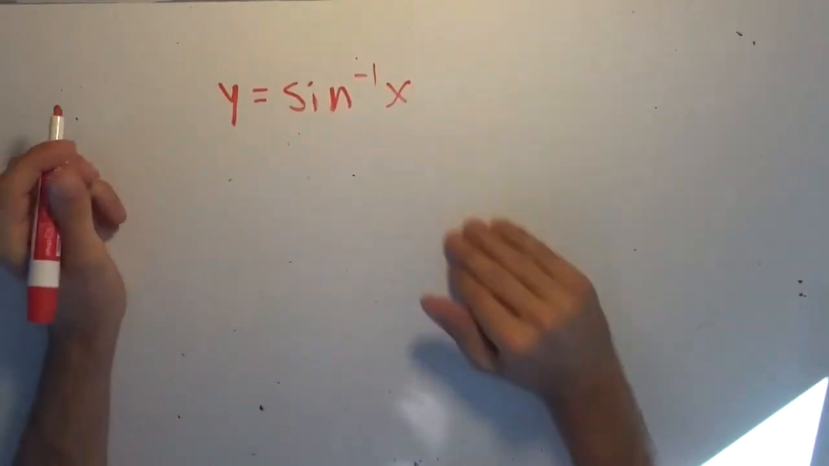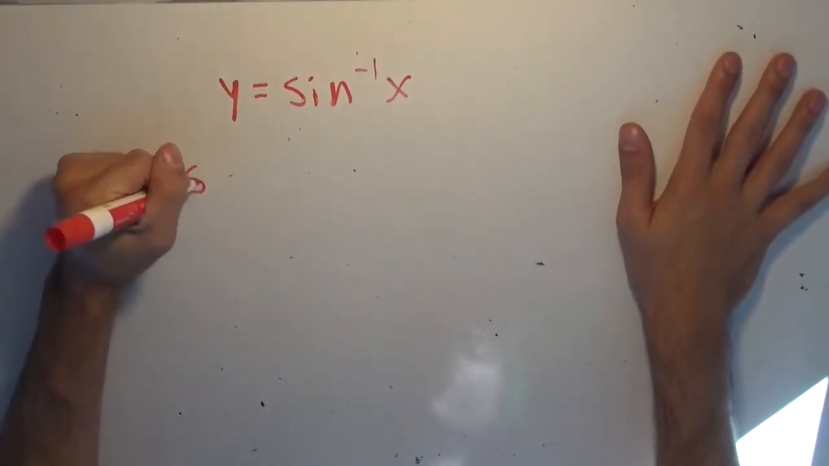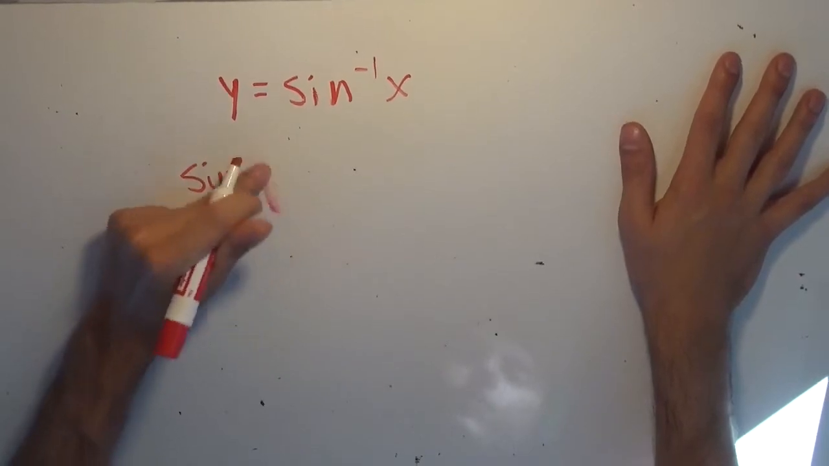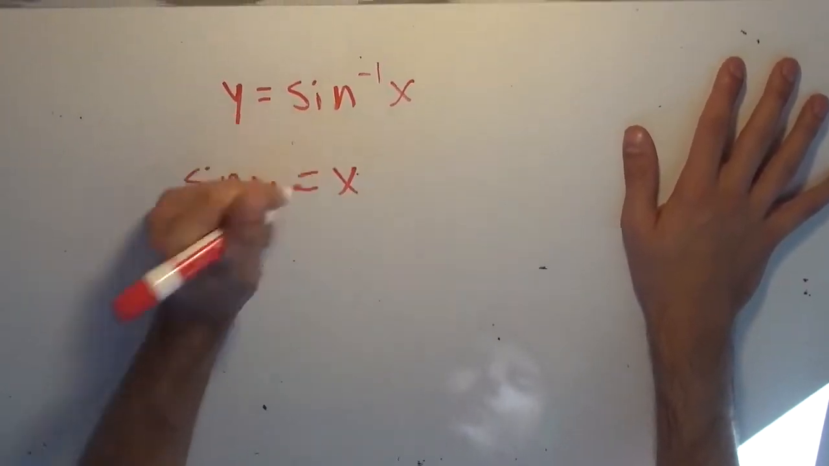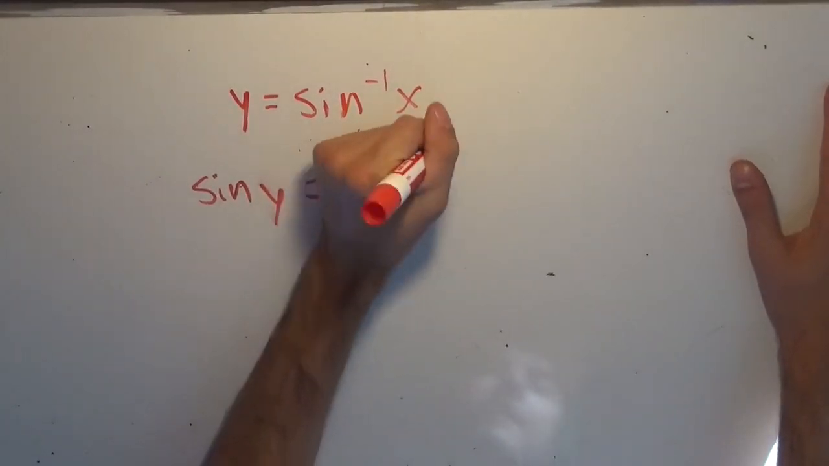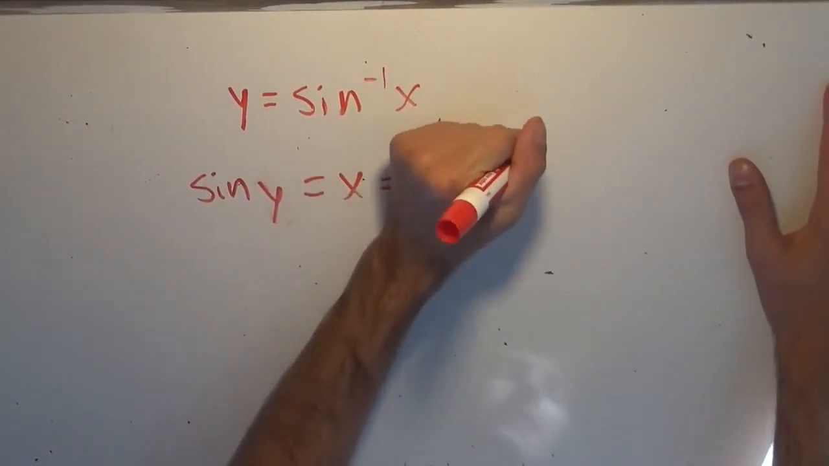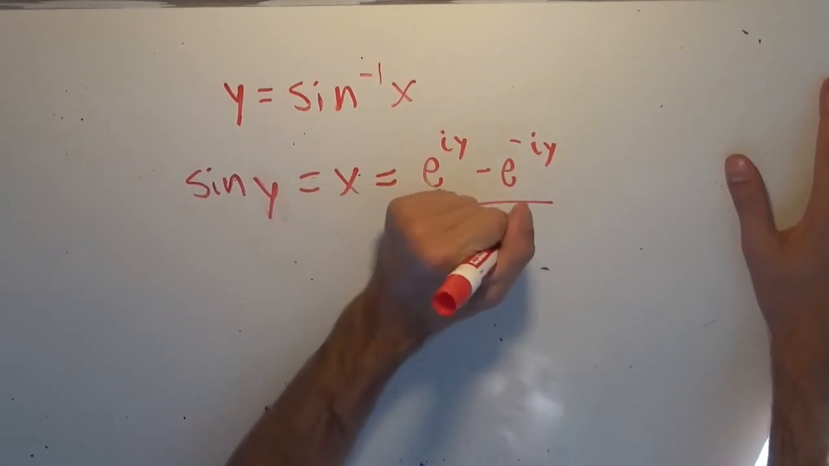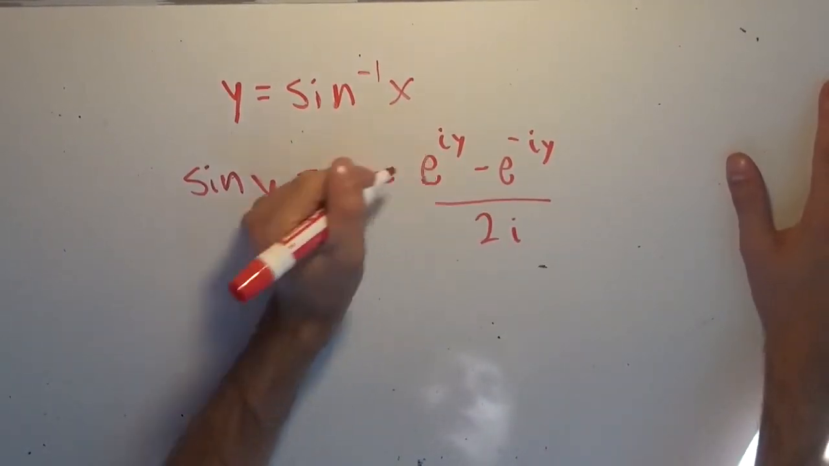which just has a slightly different definition, right? So we're simply going to take the sine of both sides. Again, the inverse functions will cancel, so we get the sine of y is equal to x, and then using the definition of the sine that you get from Euler's formula, we have that e to the iy minus e to the negative iy over 2i is equal to x.